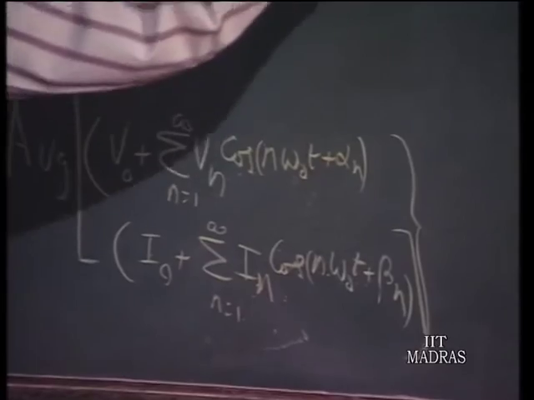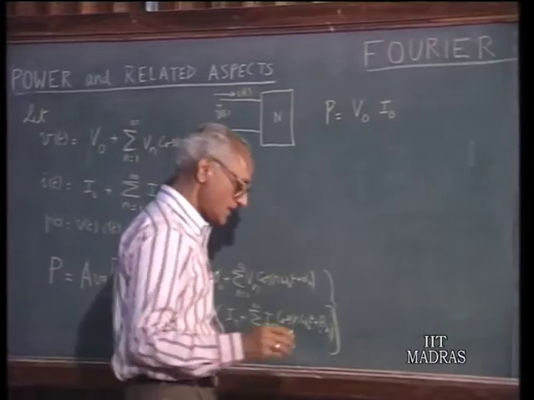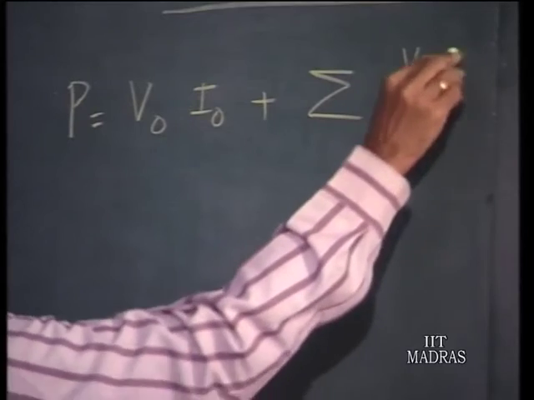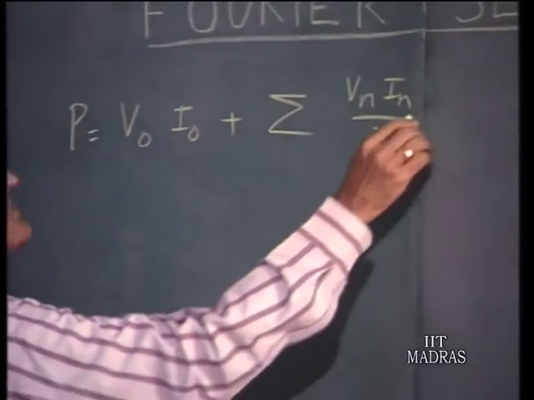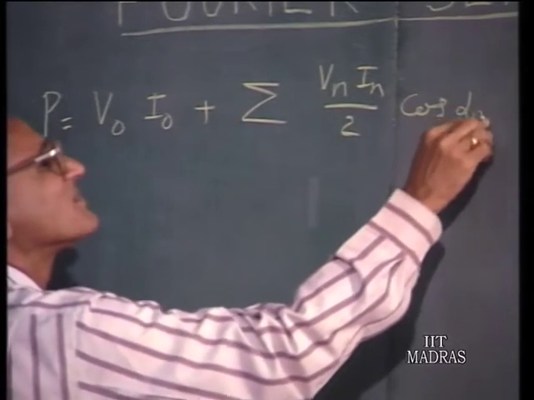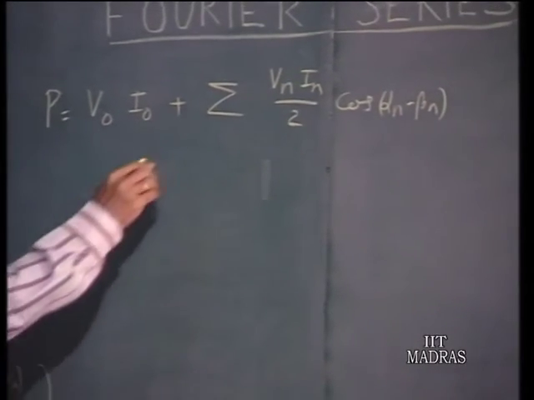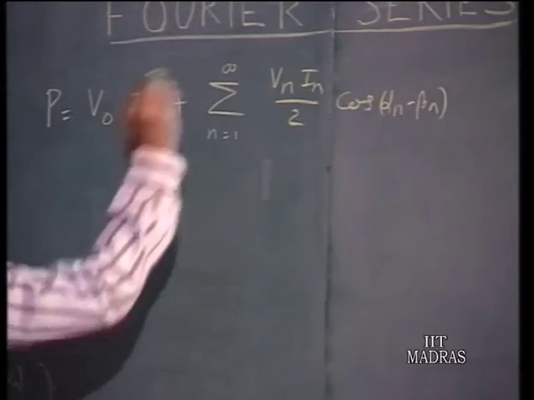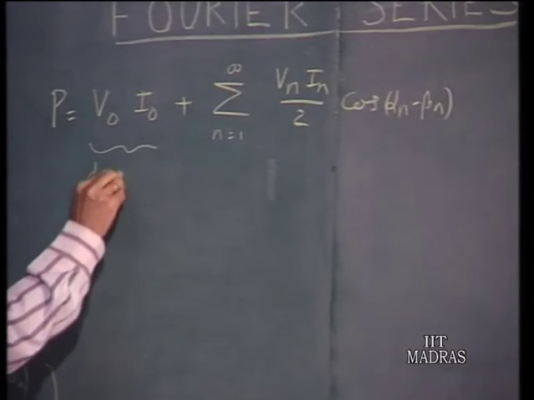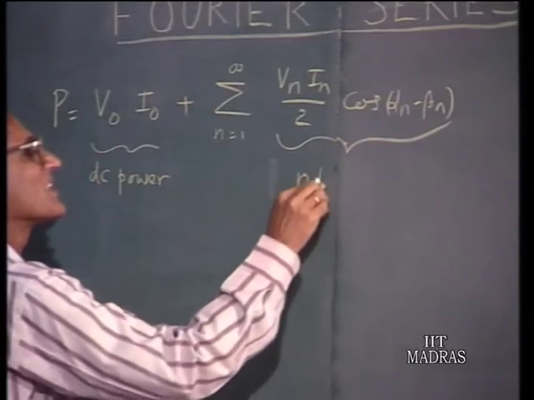P will turn out to be V naught I naught, that is the product of the DC terms, plus the nth harmonic terms, Vn In divided by 2 cos(alpha n minus beta n). This is the power factor associated with the nth harmonic component, n ranging from 1 to infinity. So this is the DC power. This is the power associated with the nth harmonic.